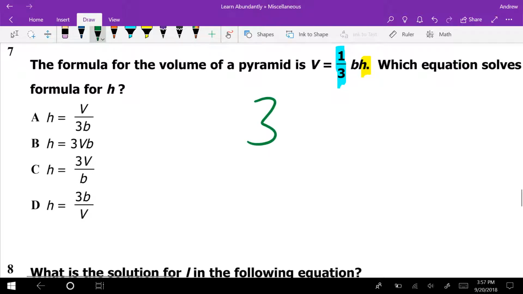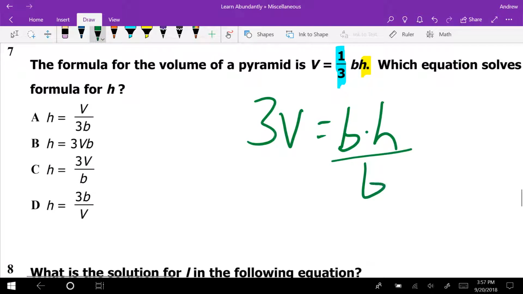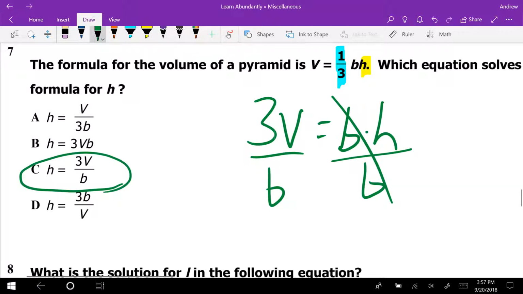So we would end up with 3v equals b times h. But I don't want bh, I just want h. So I'm going to divide by b because it's multiplying, and I want the opposite. I want to cancel it out. Now I have 3v over b. 3v over b is right there.